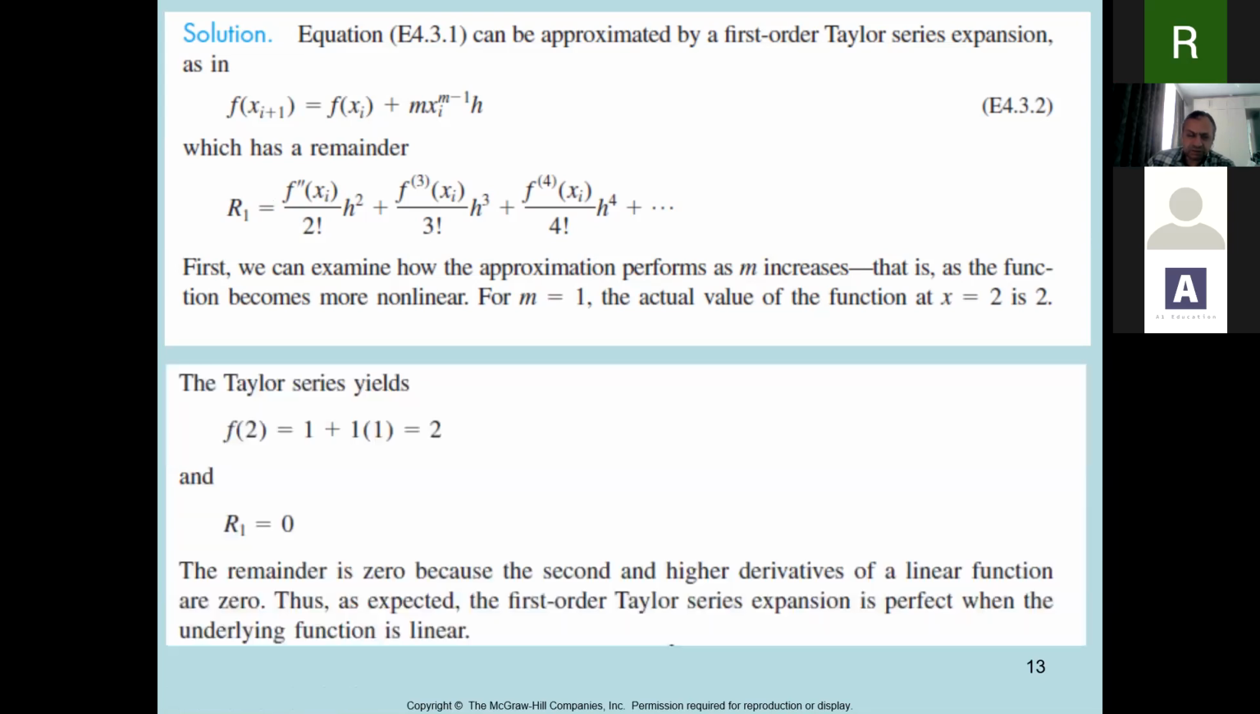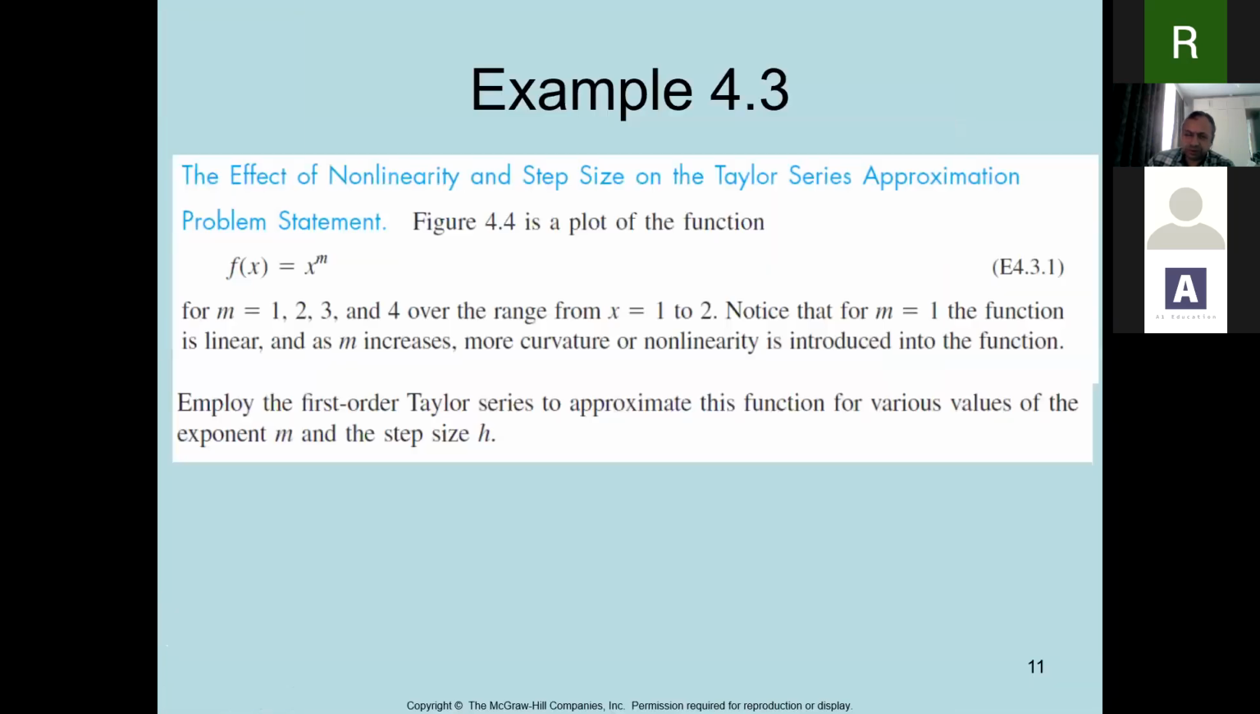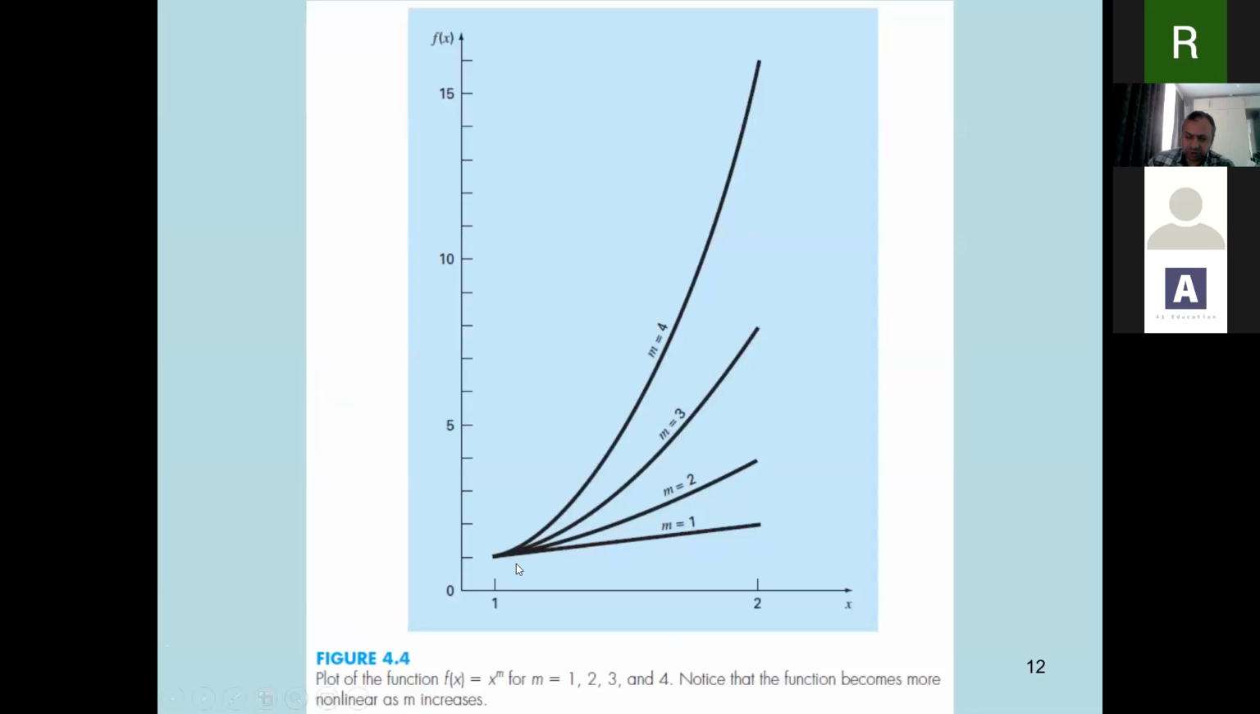Okay, so in this case, we can see that the Taylor series yields, let's take m equal to 1, okay, that means this curve, okay, for m equal to 1, what is the situation?